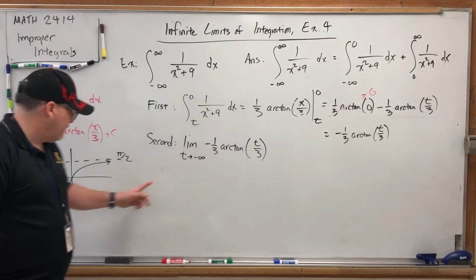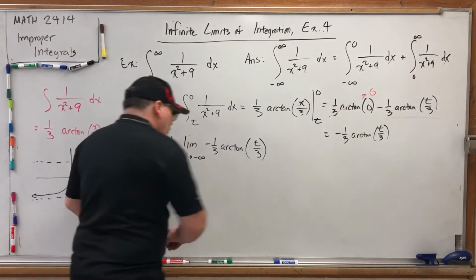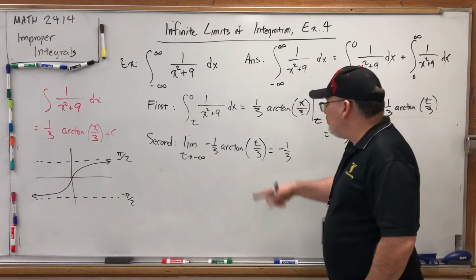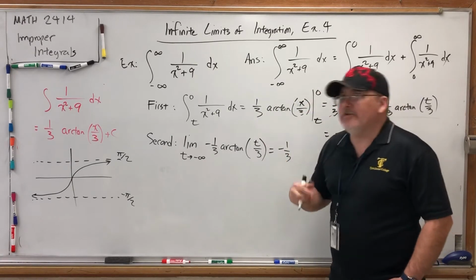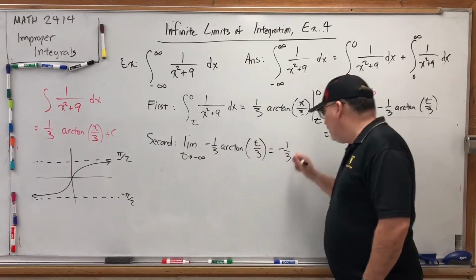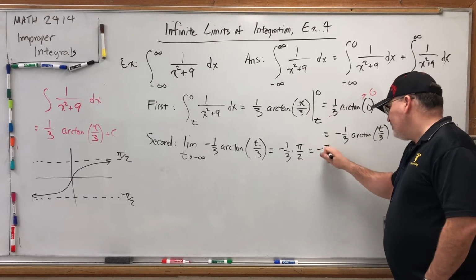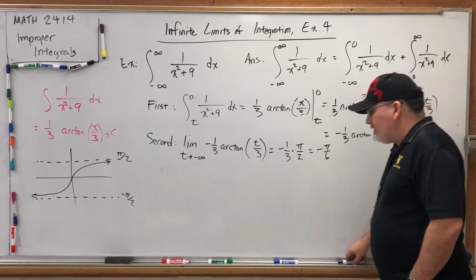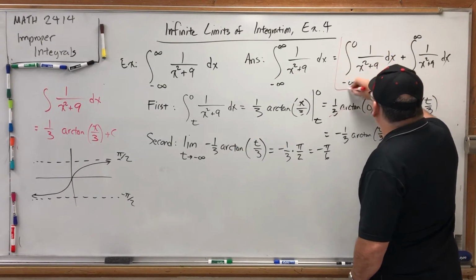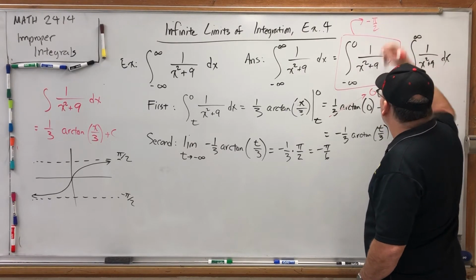As we approach negative infinity, arctangent is approaching negative pi over 2. So this is going to approach, we have a negative 1/3. And you might be thinking, what about this 3 here? Well, guess what negative infinity divided by 3 is? It's still negative infinity. And because of the graph of arctangent, this goes to negative pi over 2. Negative 1/3 times negative pi over 2 is pi over 6. And now we have the value of the first of these two improper integrals. This integral converges to pi over 6.